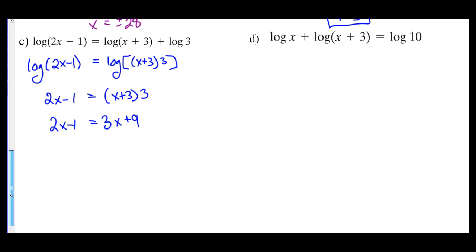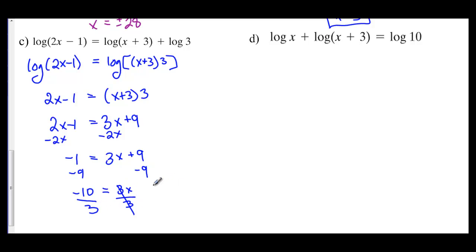And I'm going to choose to take the x's to the right side, so subtract 2x from both sides. So we have negative 1 equals 3x plus 9, and then subtract 9 from both sides. So we have negative 10 equals 3x, and then divide by that 3. So we're getting that x equals negative 10 thirds.